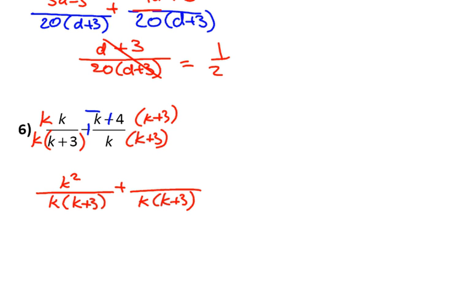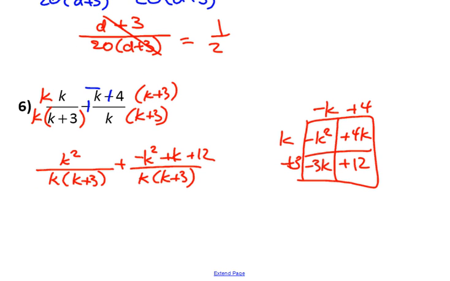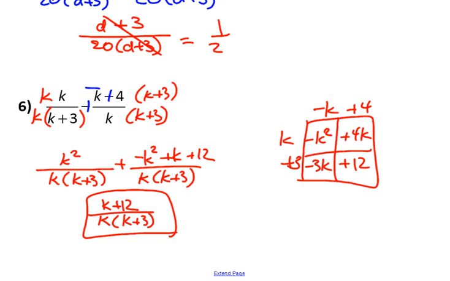So that's going to be kind of messy to multiply, so let's FOIL it. I have a negative k and a plus 4, and a k and a plus 3. So that's going to give me negative k squared plus 4k minus 3k and plus 12. So we're going to get a minus k squared, negative 3k, positive 4k is plus k, plus 12. Got a little complicated the way I did that, but there you go. So I'm going to add like terms. The k squareds go away. I get k plus 12 over k times k plus 3. And nothing reduces. And that's my answer.